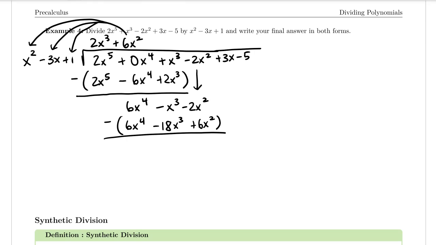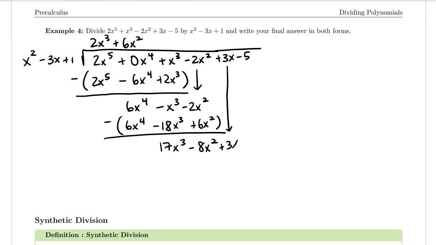Okay, so now we can subtract vertically, so this is going to give me 0. Negative x cubed minus negative 18x cubed is plus 17x cubed, and then negative 2x squared minus 6x squared is going to be minus 8x squared. All right, so now I'm going to drop this 3x down, and that's going to be plus 3x here.